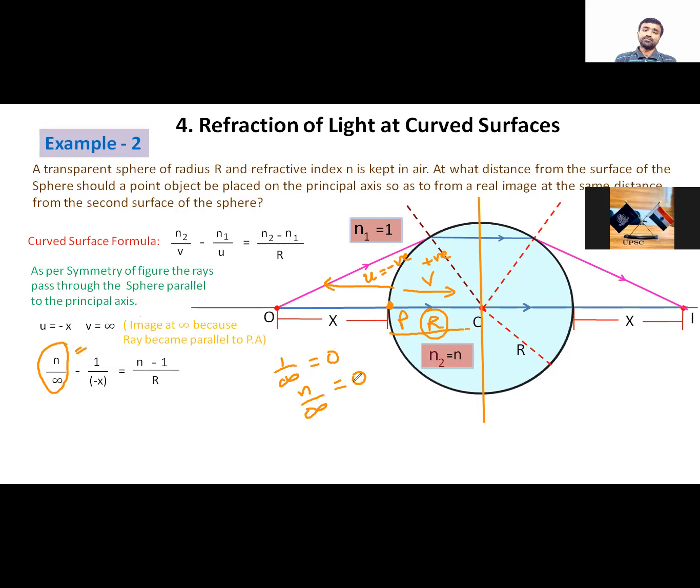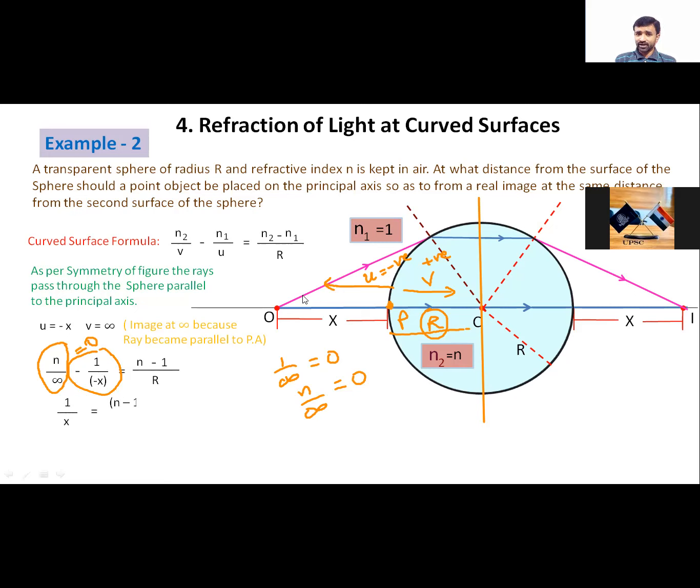So this term will become 0. So what is remaining here? Only this is remaining. Then minus into minus will be plus, right? So we'll go for the next step. That is 1 by x is equal to (n minus 1) by R.